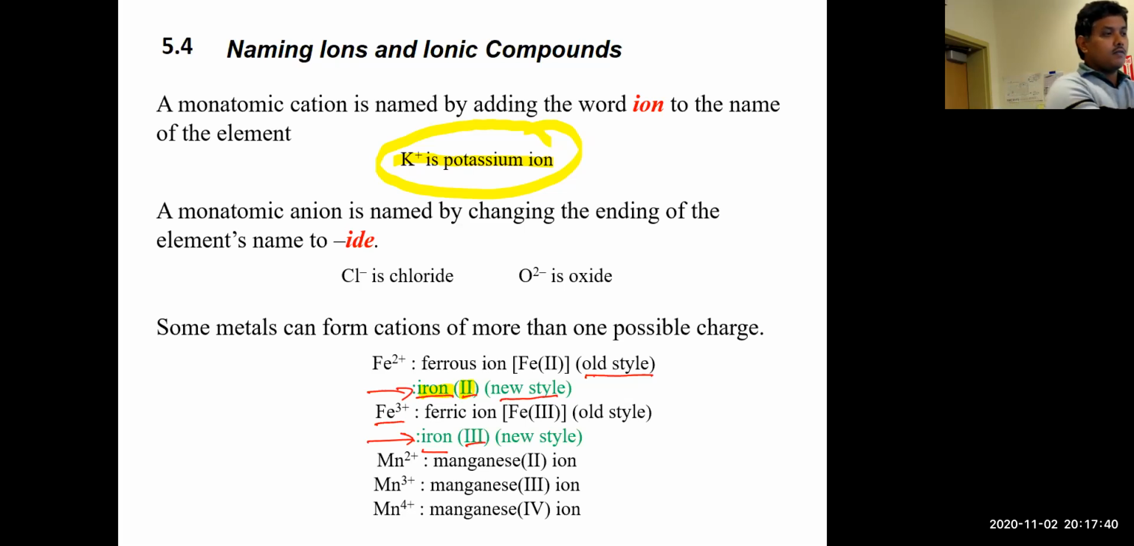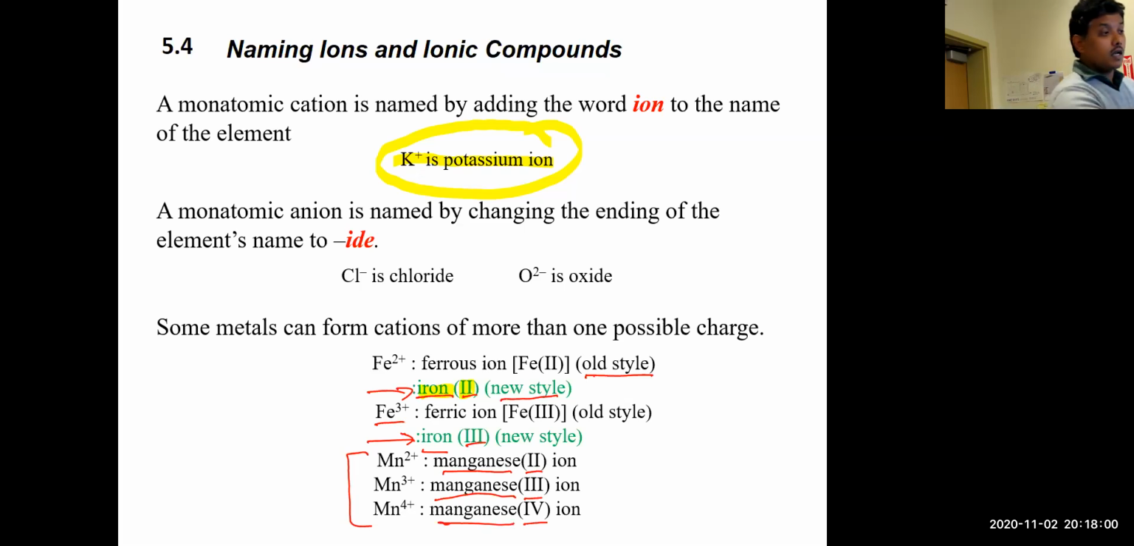Similarly, for example, manganese exhibits 3 different cationic charges. So to differentiate one from another, what do we do? We name that metal and we include its charge.